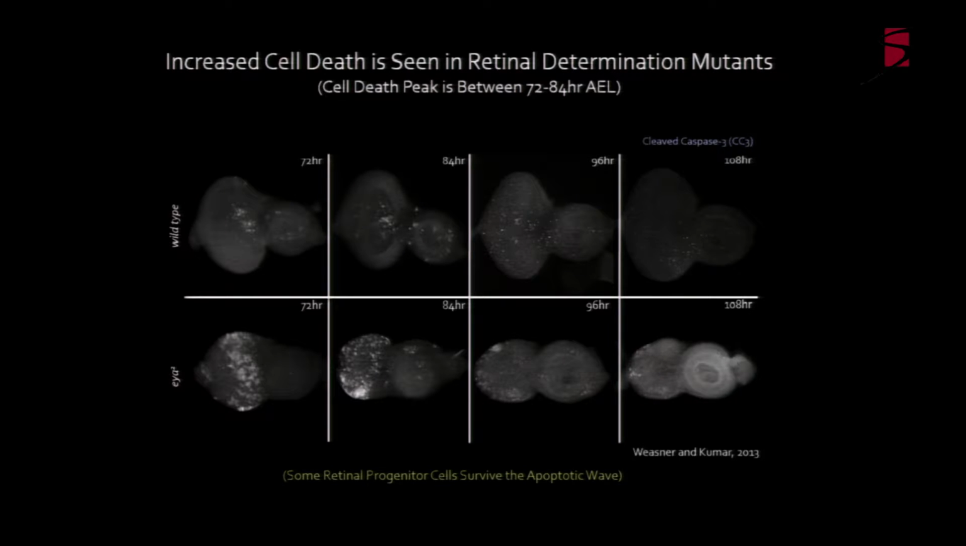But by 96 hours and onwards, the amount of cell death has dropped, but these tissues are still there. There's a lot of potentially retinal progenitors left. It's not just a little strip of tissue around the edges. So the question is really, what happens to these cells? How do they behave? And do they actually convert themselves into head epidermis?